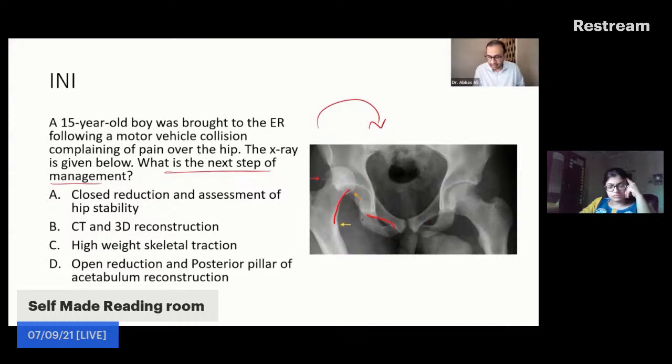Here, Shenton's line is broken, right? And the lesser trochanter is not visible, with internal rotation. The thigh is adducted, and the greater trochanter is proximally migrated. So adduction, internal rotation, shortening. What is it? This is a posterior dislocation of the hip.